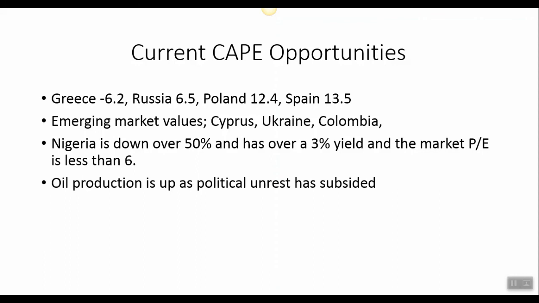And here's another one, Nigeria. The stock market there is down over 50% over the last few years. Yet the yield is over 3%. You get a yield of 3% on the stock holdings in Nigeria, and the market PE is less than 6. You just buy the ETF. There's an ETF out there, guys. It's called NGE. You just buy it and wait for mean reversion. Oil production is actually up in the country in the last few years, and the political situation there has subsided quite a bit, and now you have a reemergence of oil prices going up. That's going to help the country. It's a major oil producer and exporter.